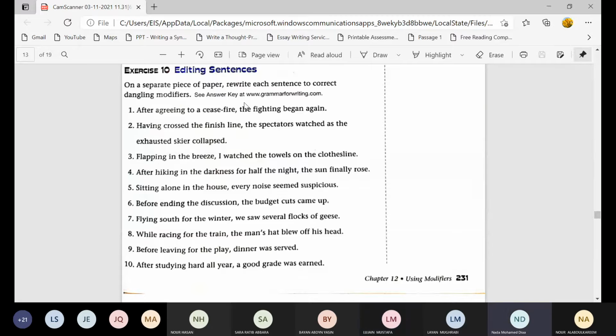Okay, number two, Rima. Yes, Miss. Having crossed the finish line, the spectators watched as the exhausted skier collapsed. Is it correct? Where is the modifier? Okay. One minute, Rima, I'll come back.